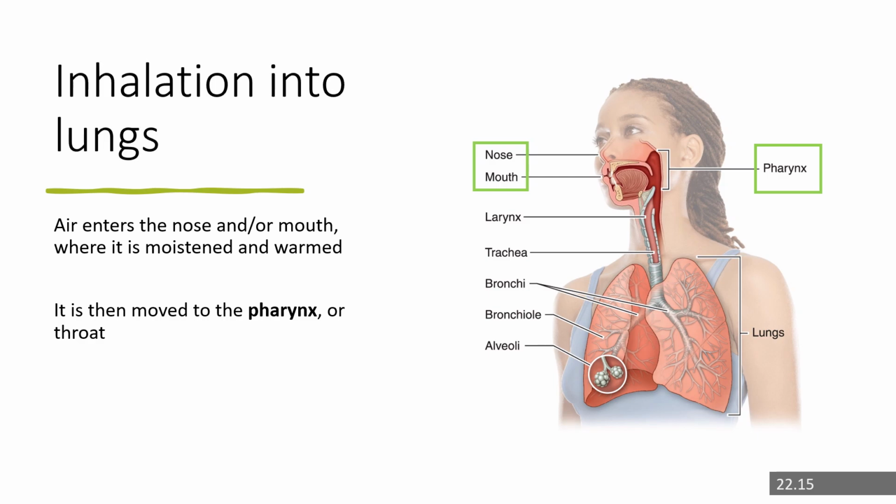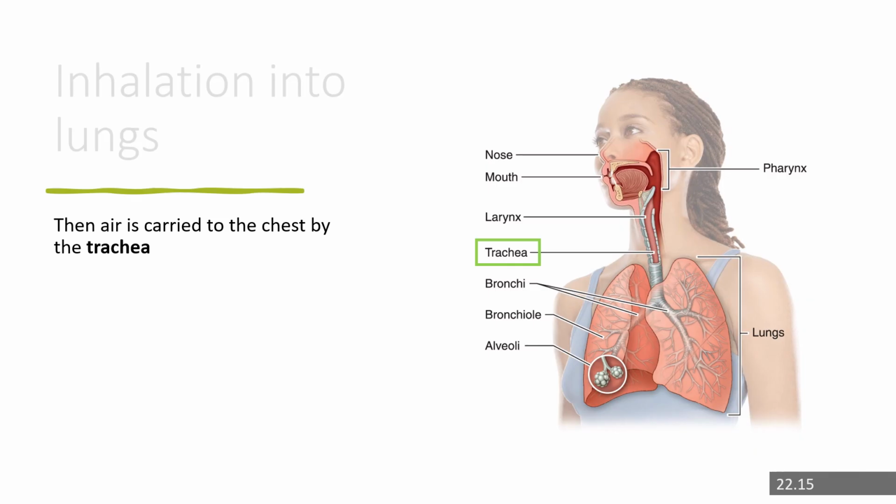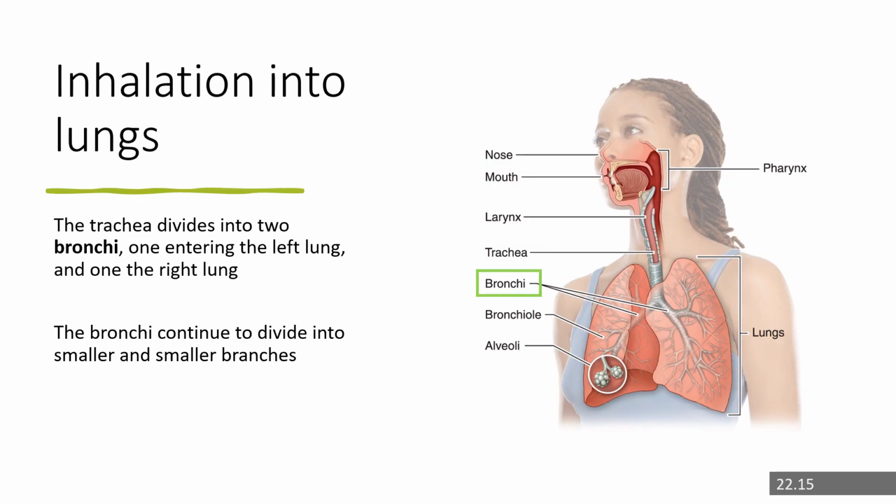When we breathe, air enters through the nose and/or the mouth, where it is warmed and moistened. It's then moved to the pharynx, or throat. From the pharynx, air passes into the trachea, which carries it down the chest to the lungs. The trachea branches into two bronchi, one entering the left lung and one entering the right lung.